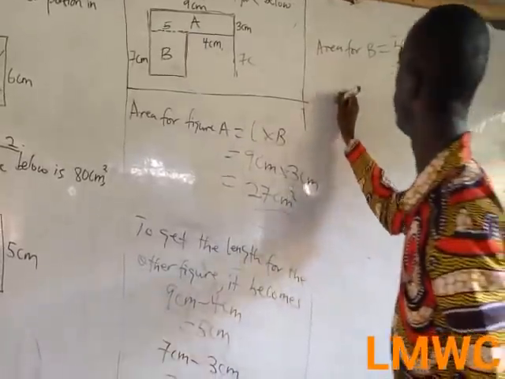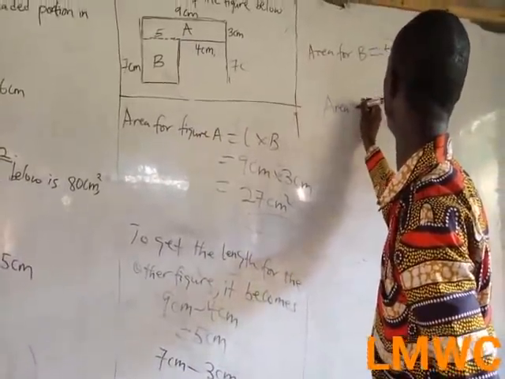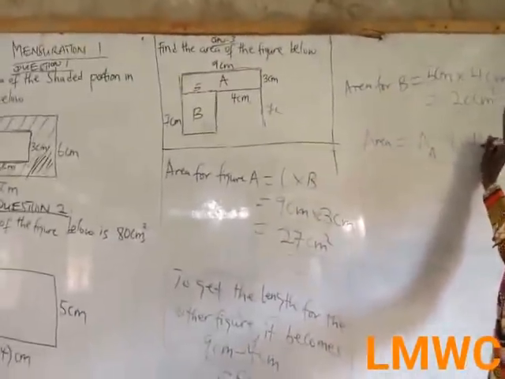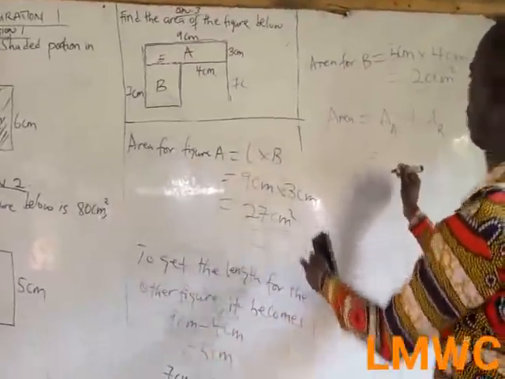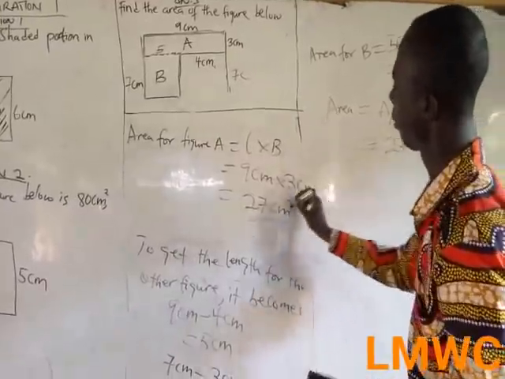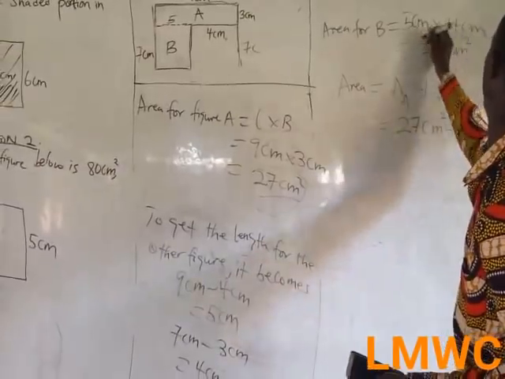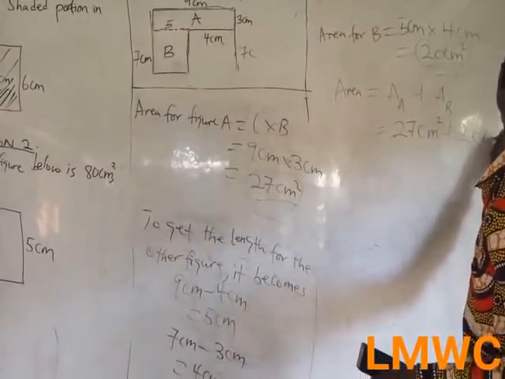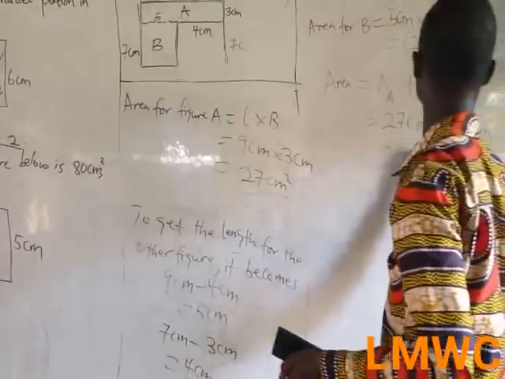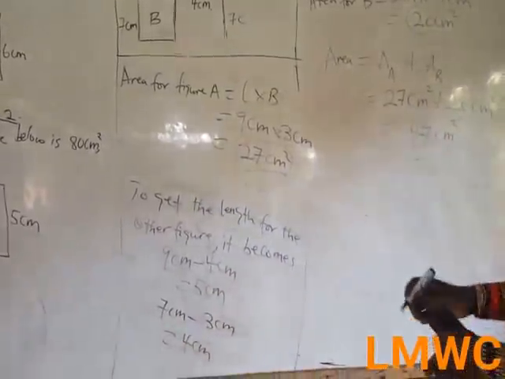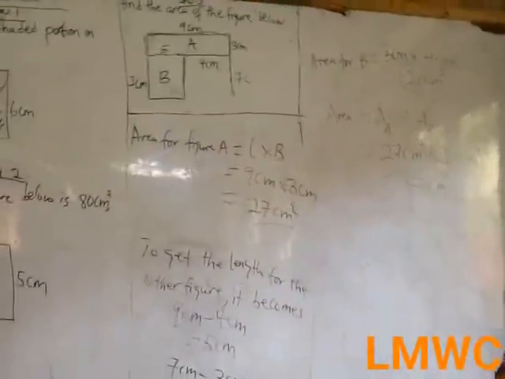So to get the area of the figure, it becomes area for A plus area for B. What is area for A? Area for A is 27 centimeters squared, plus area for B, we have 20 centimeters squared. So we get 47 centimeters squared.